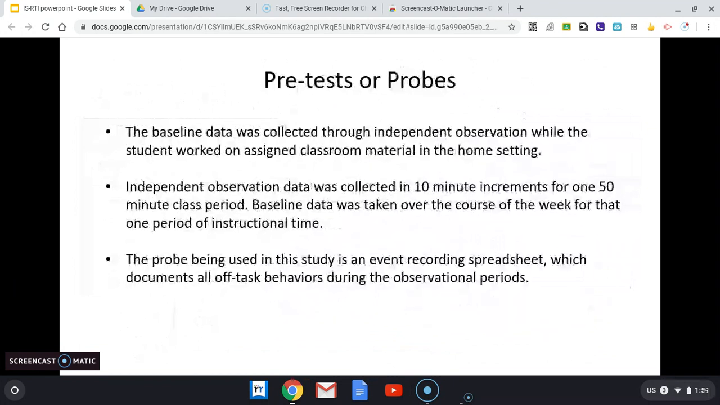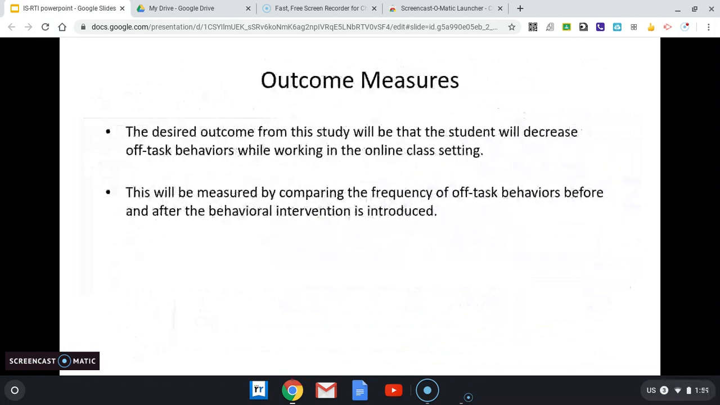The pretest baseline data was collected through independent observation while the student worked on their classroom material in the home setting. So it was done in a 10-minute increment for 50-minute total, so 5 total data points. That was then recorded in a spreadsheet which documented all their off-task behaviors. The outcomes that I'm trying to measure are that the student will decrease their off-task behaviors while working in the online class setting. It measures the frequency of the off-task behaviors before and after the behavioral intervention has been introduced.